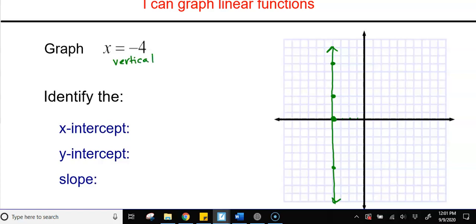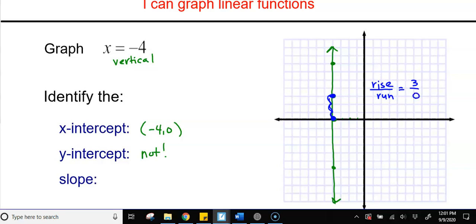X-intercept, there definitely is one in this case. It's at negative 4, 0. Y-intercept, there is not one. And slope. Okay, here's kind of the tricky thing here. I'm going to pick these two blue dots. If I do rise over run, the rise in this case is 1, 2, 3. The run is 0. We don't go left or right at all.